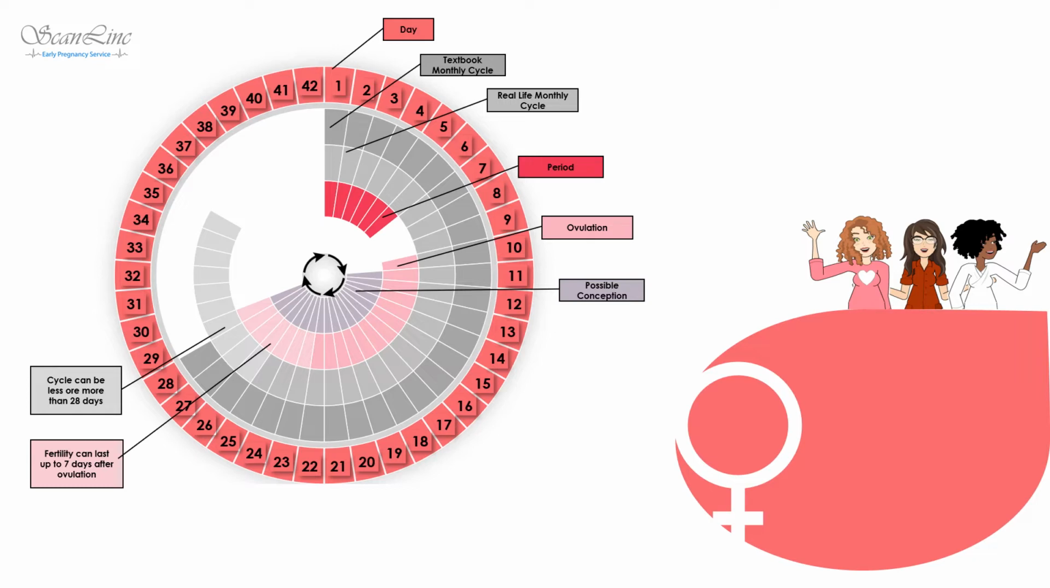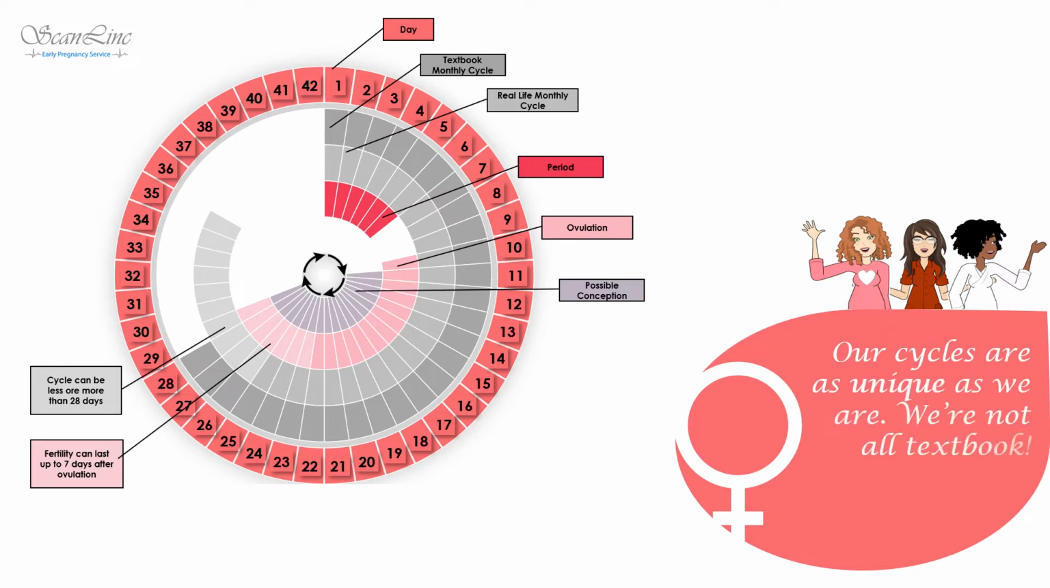The first point to note is the textbook monthly cycle, which is said to be an average of 28 days. As none of us are average and each of us is unique, this can vary widely from woman to woman. To illustrate this, I've included what is more of a real life cycle. So many ladies who I meet tell me that their monthly cycle could be anywhere from 25 to 35 days, and even more or less than that on occasion. And not only that, it also varies from month to month.